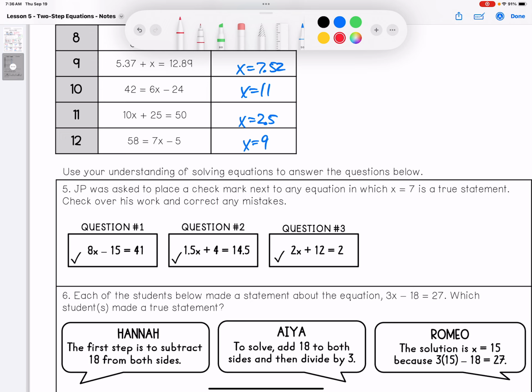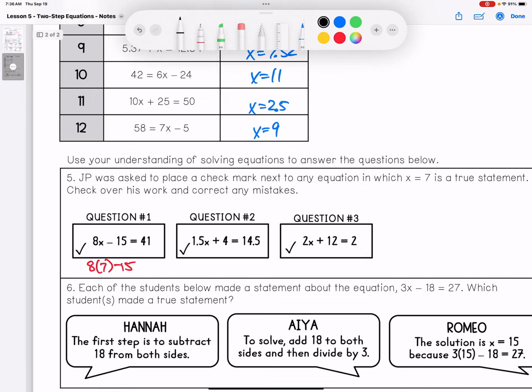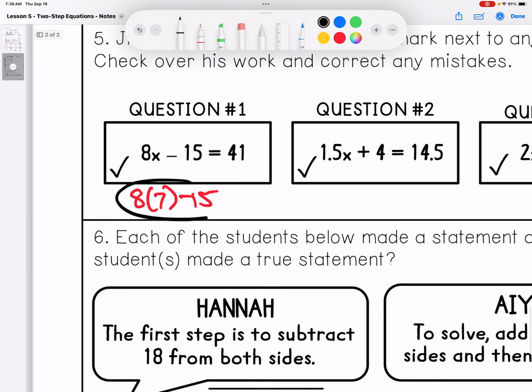So on the first one, you would go 8 times 7 minus 15. Now, guys, a trick when you're checking your work, enter that into your calculator with the 7 in for the x, because that's what he said he thought the answer was, and see if it equals 41, okay? It does. So when you type that into your calculator, it's going to tell you 41. That means it is correct, okay?